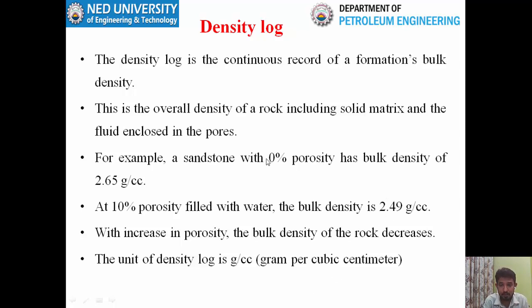cc. Gram per cc is basically the unit of density, and we know that 1 gram per cc is equal to 1000 kilogram per meter cube. So water density is 1 gram per cc, which is equal to 1000 kilogram per meter cube. So this is a common density, the field unit of density in the petroleum industry.